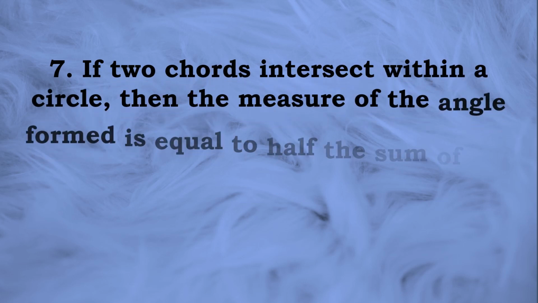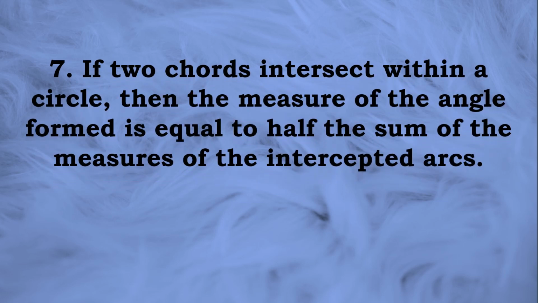And to the last theorem, we have, if two chords intersect within a circle, then the measure of the angle formed is equal to half the sum of the measures of the intercepted arcs. Ayan. So, yung chords ay nasa loob ng circle. So, ano mangyayari? So, syempre, magkakaroon ng mga intercepted arcs yan.